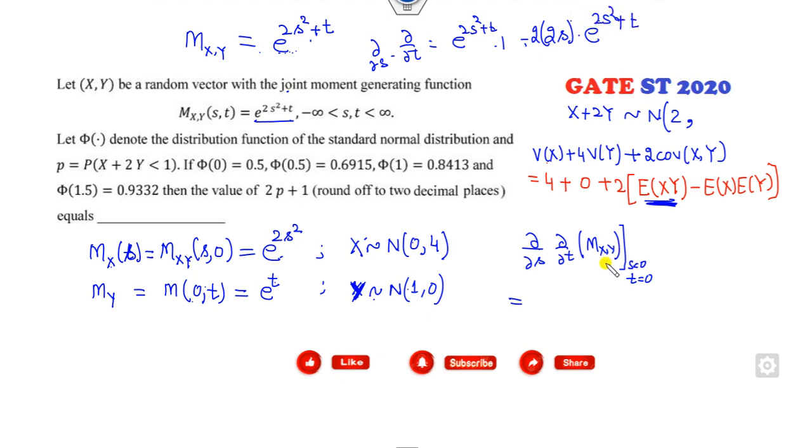So what is the value at s equal to 0 and t equal to 0? This is 0, so this value will be 0. E of Y will be 1. This value will be 0, so the whole will be 0. So the variance is my 4.